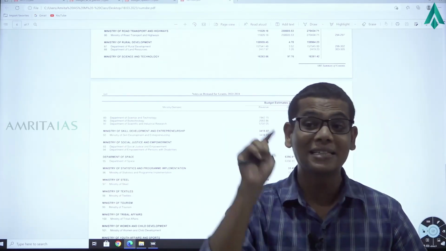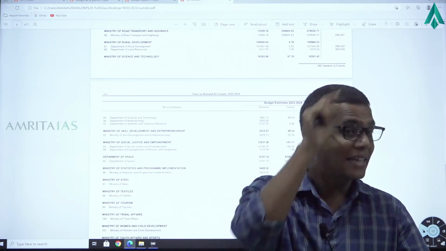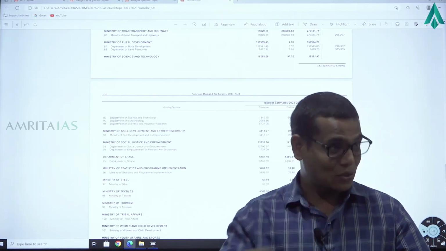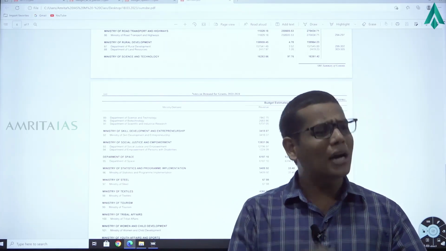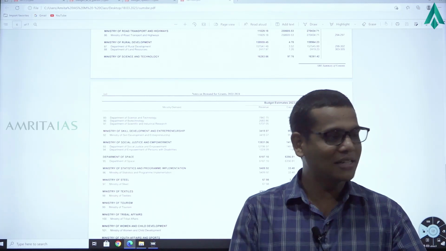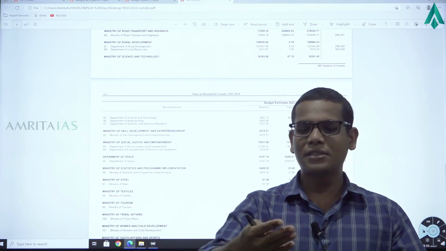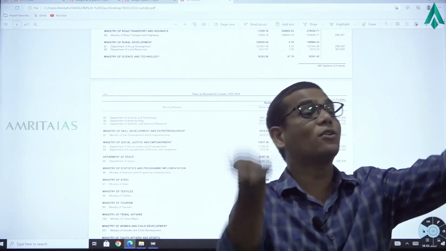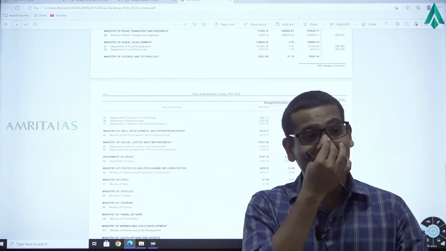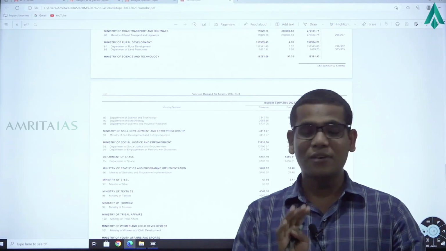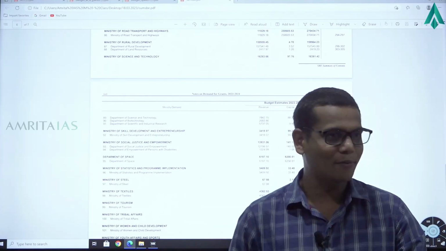But if the union, instead of collecting the cess, collects the tax, what will happen? It has to share it with the states. But for the state, there is no compulsion to share it with anybody. So simply they can go for tax. But sometimes still they are going for the cess. Why are they going for the cess?